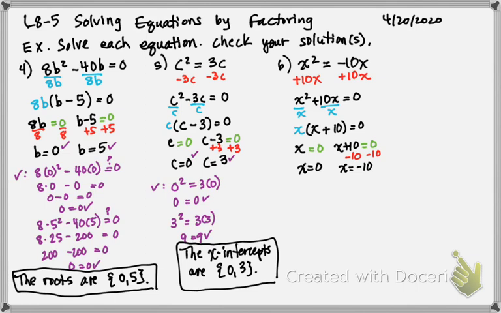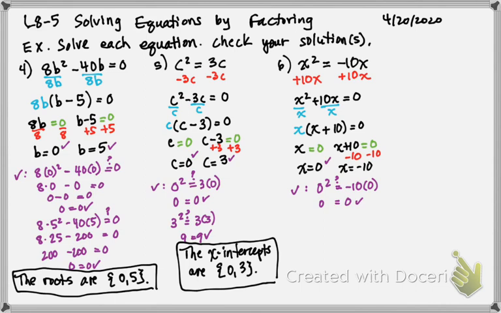So then I'm going to check, and I always go back to the original problem. Is 0 squared equal to, I forgot to put that there, negative 10 times 0? And we get 0 is equal to 0. That works, so 0 is the solution.